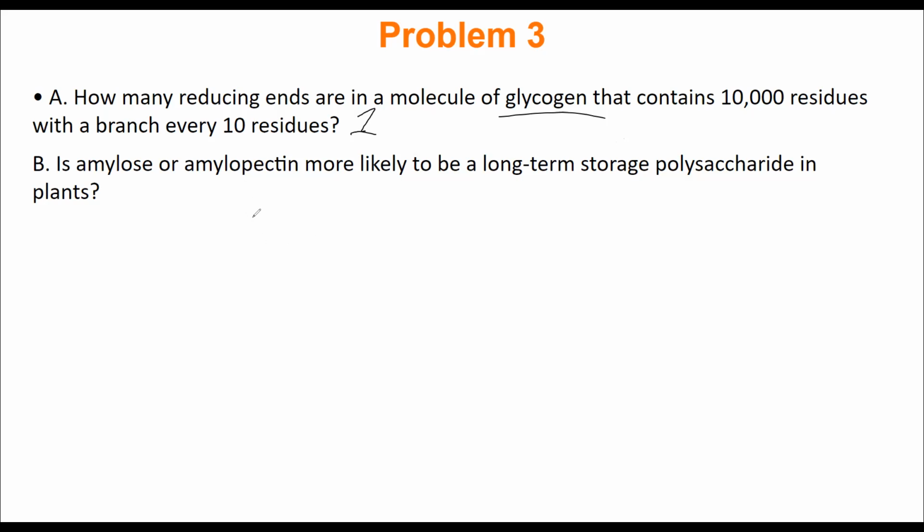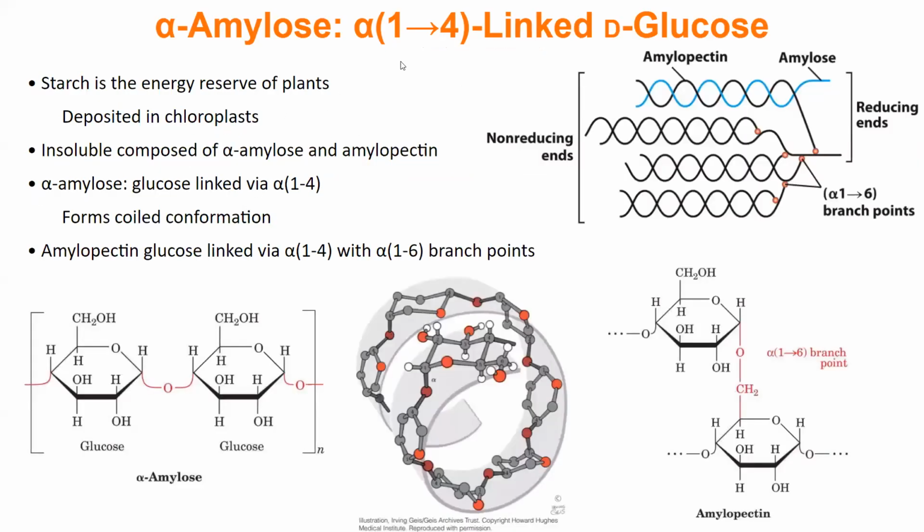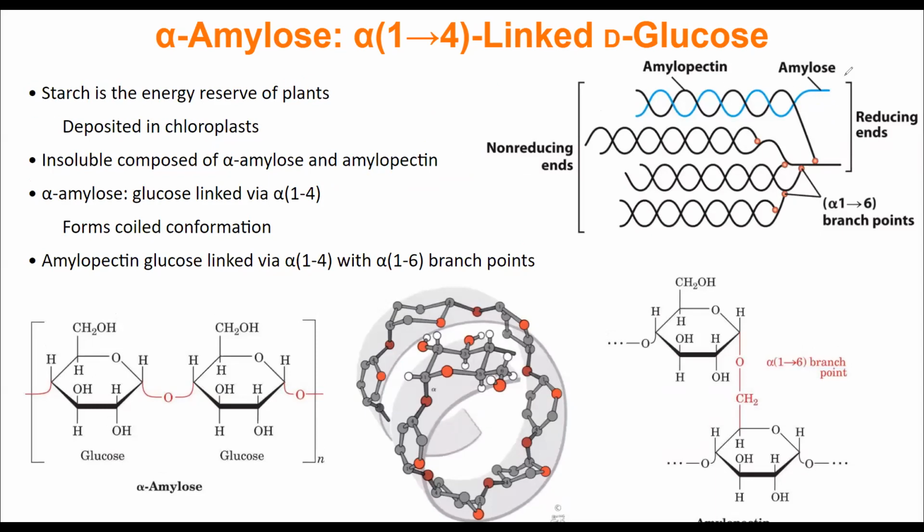Here's B. It's a little more tricky. Is amylose or amylopectin likely to be long-term storage? I'm going to go back to the images for that. So amylose is blue. It doesn't branch. Amylopectin does branch. And so the correct answer here is amylose. The reason for that is that you can make a very, very long amylose, right? Amylopectin branches, so its length is somewhat limited, and you're only going to be cutting one glucose off at a time.